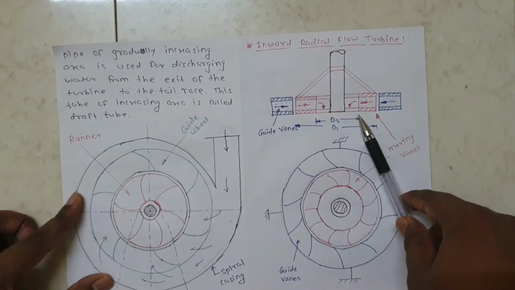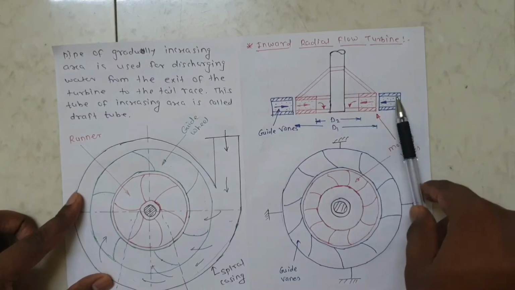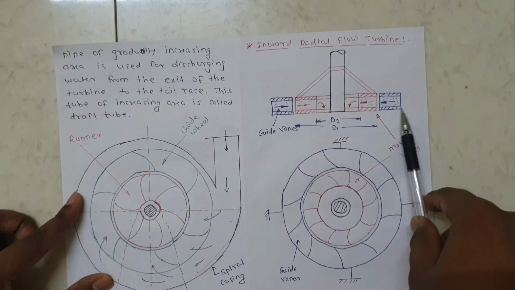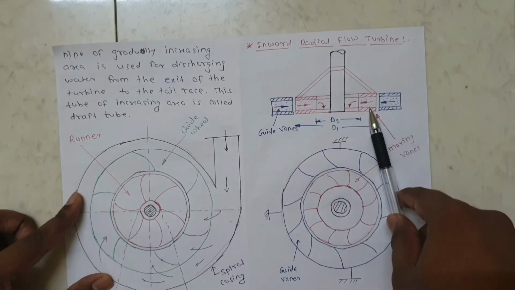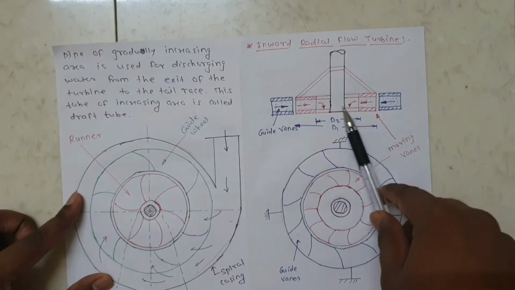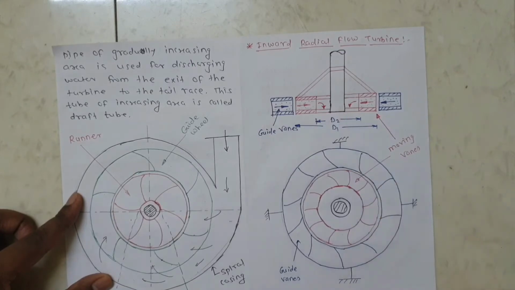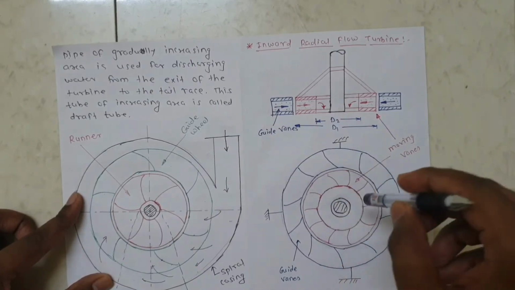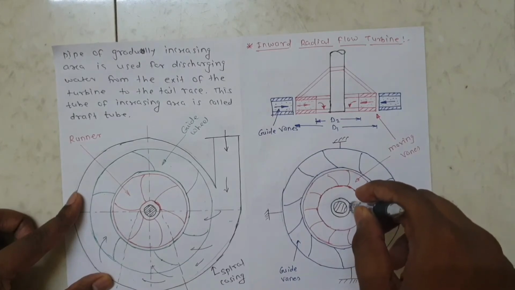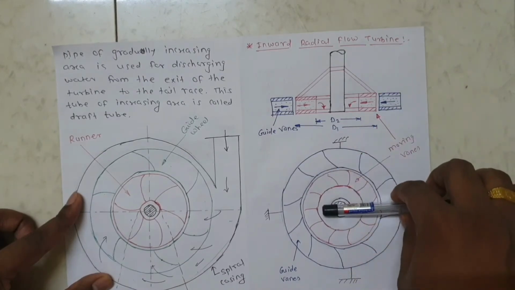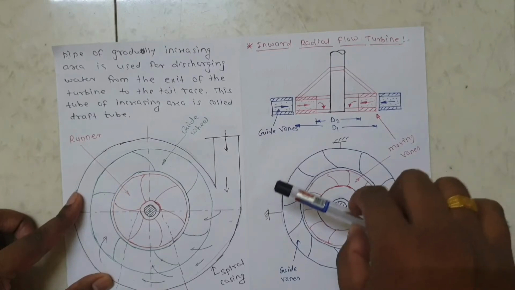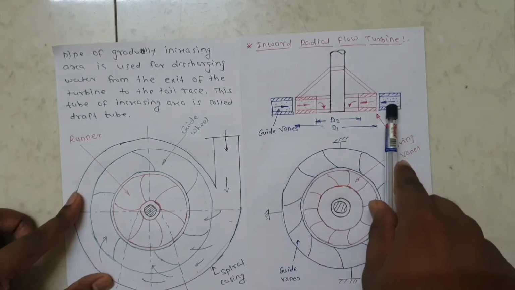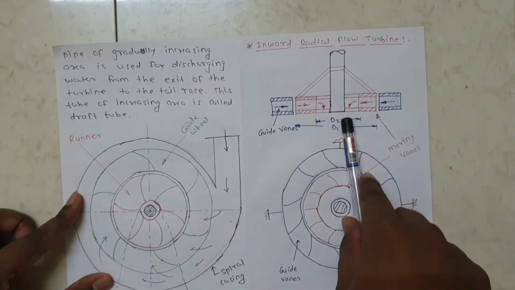The inner red colored part is the runner. This part is the guide vanes and this is the runner. As the water moves from the guide vanes to the runner, the runner starts rotating and this shaft is also rotating. Because the runner is rotating, a centrifugal force is created in the outward direction, and water is moving towards the inward direction.